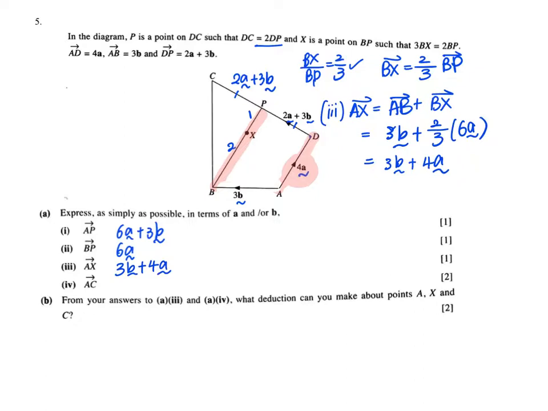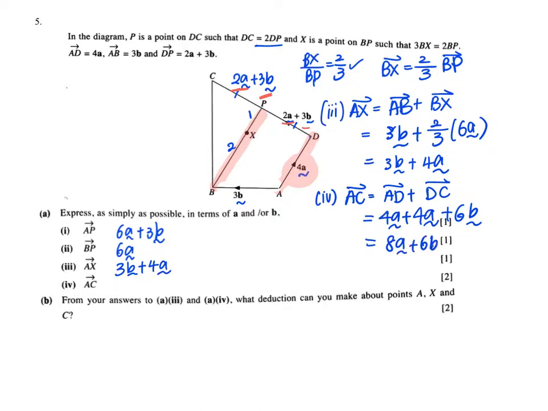Next, they want us to find AC. Well, how to find AC? A can travel to D, and then D will travel to C. So AD is 4a, given. DC is 2 times, right? 2a plus 2a will give me 4a. 3b plus 3b will be 6b. So in total, I have 8a plus 6b.